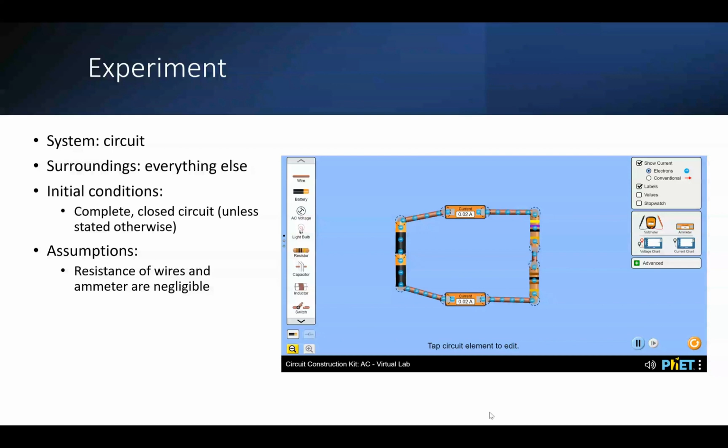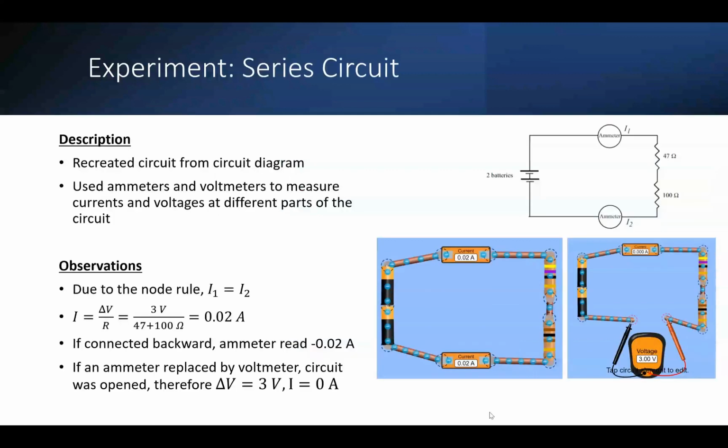The initial conditions varied between experiments, but all of them used complete closed circuits unless stated otherwise. And the main assumption was that the resistance of wires and ammeters was considered to be negligible. So for the series circuit, I recreated a circuit from the circuit diagram shown in the upper right, and then used ammeters and voltmeters to measure the currents and voltages of different parts of the circuit.